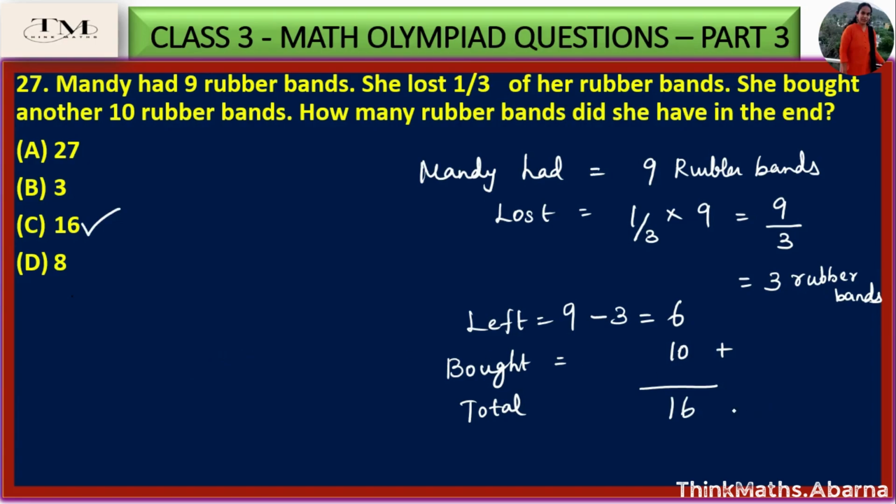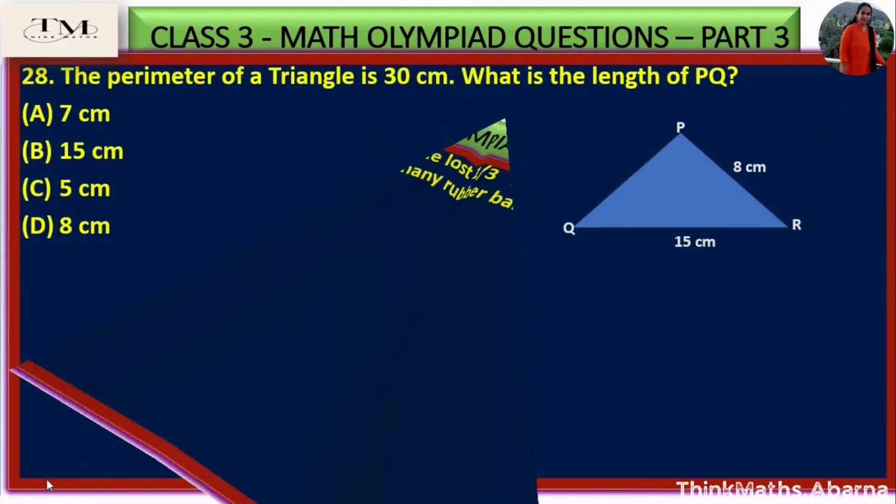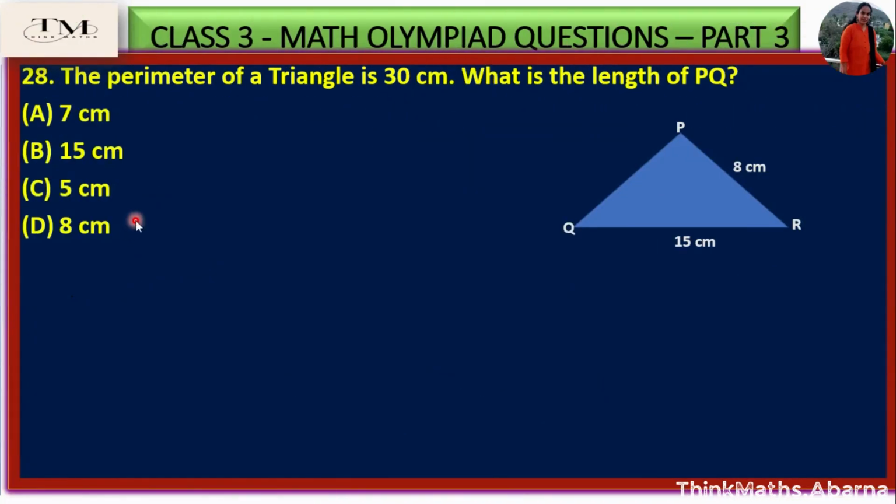Okay, children? So at last she had 16 rubber bands. Okay? I hope you can understand. So moving on to the 28th question.